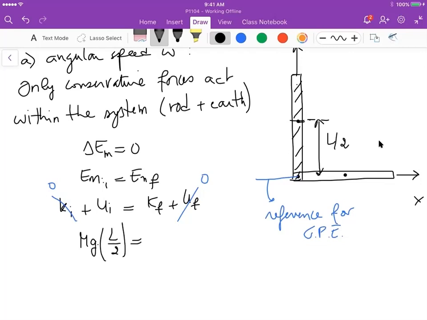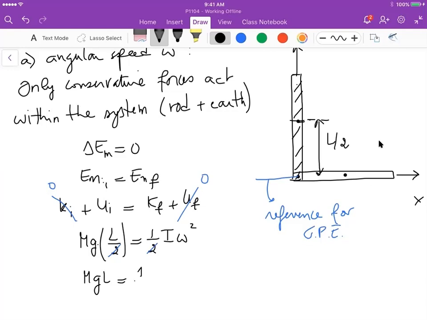In the final state, when the rod is in the horizontal position, it has a kinetic energy which is due to the rotational motion. This kinetic energy is given by half I omega squared. Now we need to determine what I is, because this is the only unknown we have. If we reduce the half in both sides, we end up with m times g times L is equal to, and here the moment of inertia that we need to apply is the moment of inertia of a rod with respect to the axis passing through one end.